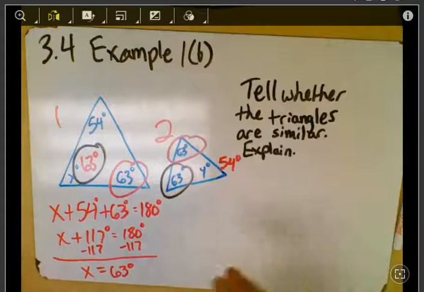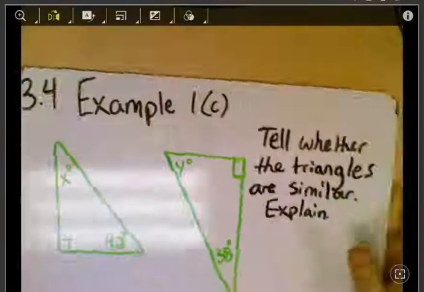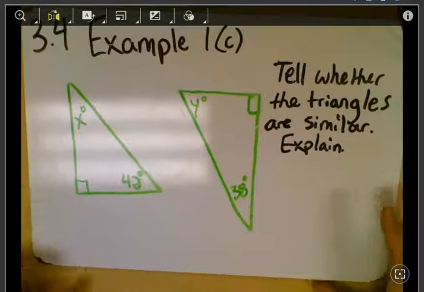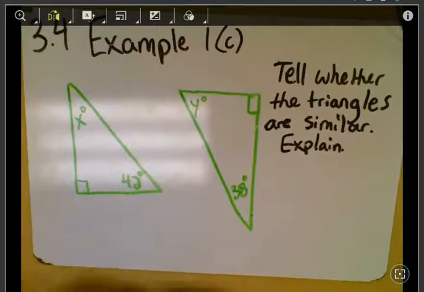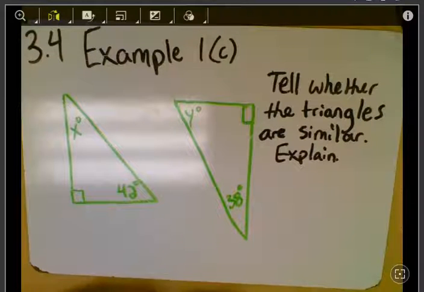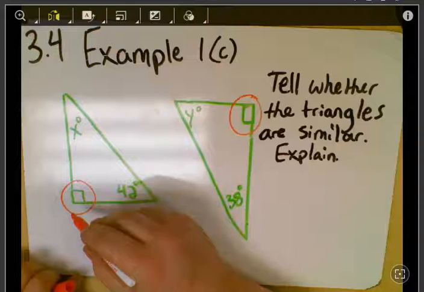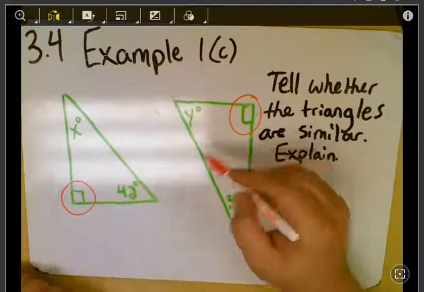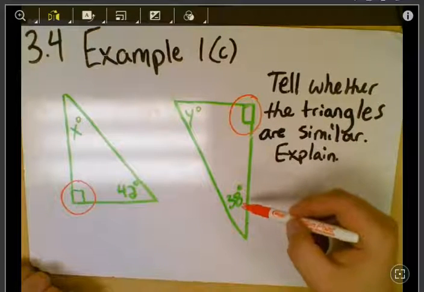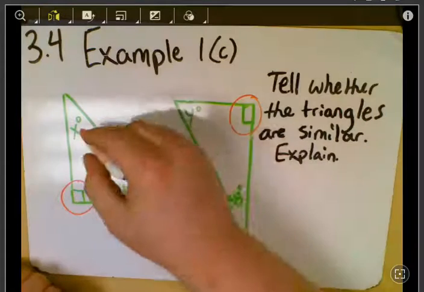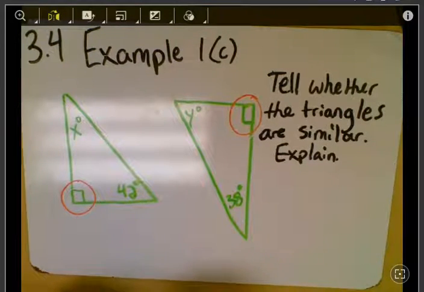Okay, now let's move on to example C, 1C. Alright. Tell whether the triangles are similar and explain. So we'll follow the same logic process as before. We have a 90-degree angle here and a 90-degree angle here. So we have one pair of congruent angles, but then we have a 42 and a 38. They're not the same, so we need to figure out what our x and y's are to see if we do have similar triangles.